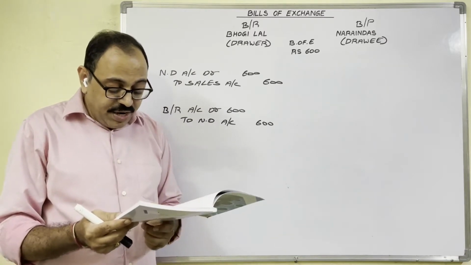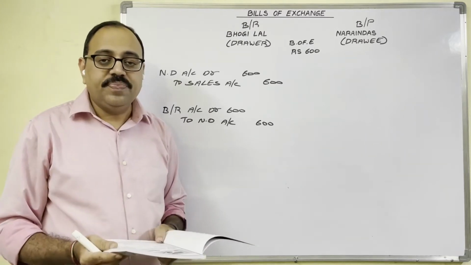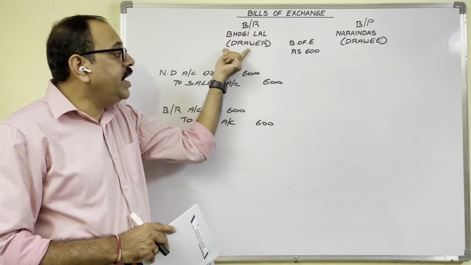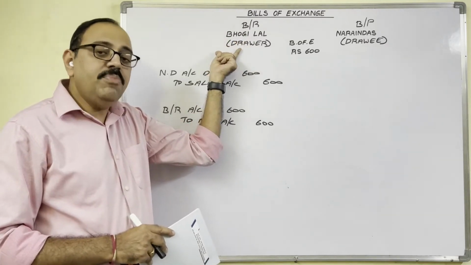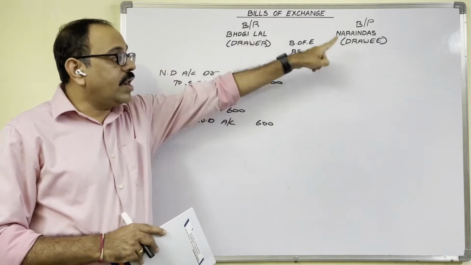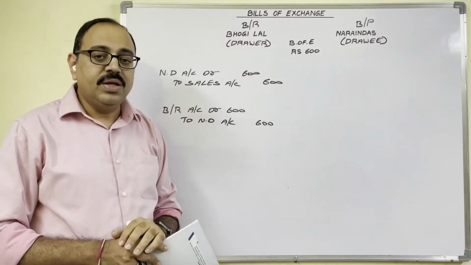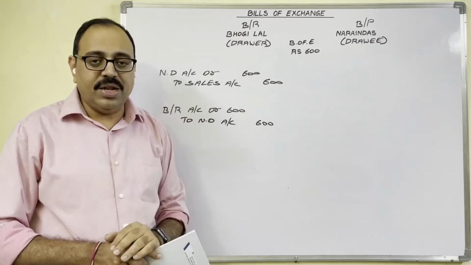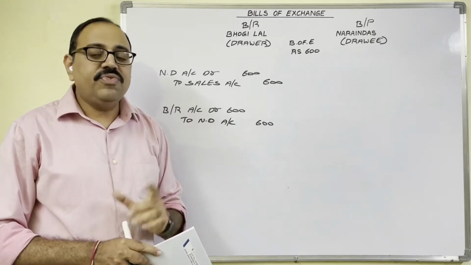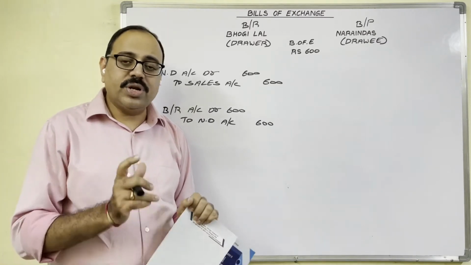A. If they retained the bill till the due date and realized it on maturity. Means till the due date, Bhogilal retained this bill with him. On the maturity date, for example after 3 months, he went to Narayan Das and Narayan Das paid this 600 rupees to him. That is known as honor of the bill, nothing but realization of the bill. So for that honor entry he is asking. On the due date, we should write this entry.